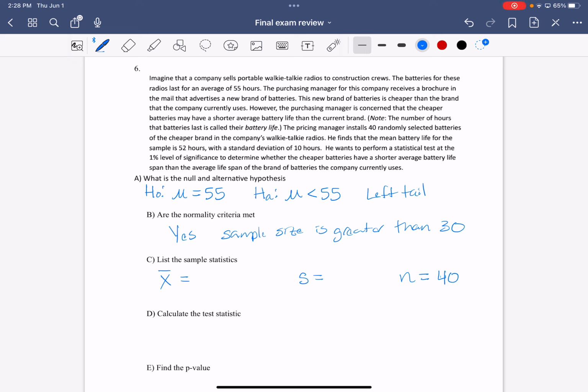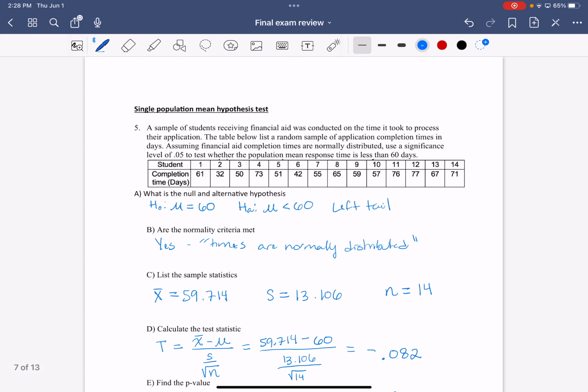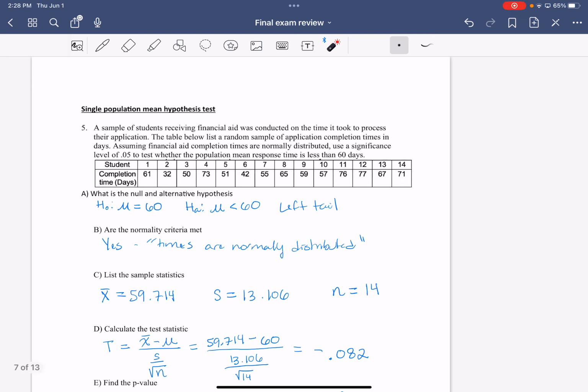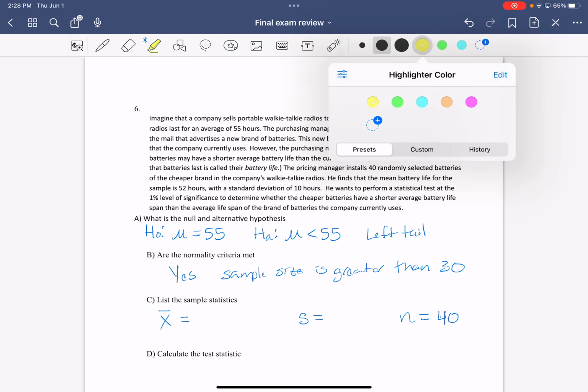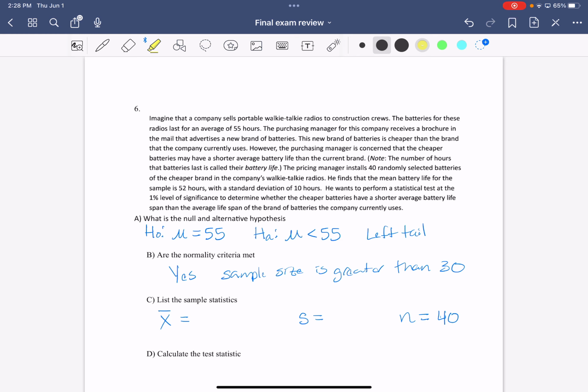Now, here's the tricky part. Actually, it's not tricky. It's easier compared to the last problem. In the last problem, you were given the data set, and you had to enter the data into your calculator to get x bar and s. Are you given the data set here to plug in your calculator? No, but you're just given it, right? Yeah, exactly. So we're told what the mean is. What is the mean? It says right here, the mean battery life for the sample is 52 hours. And then we're told what the standard deviation is. What's the standard deviation? 10.